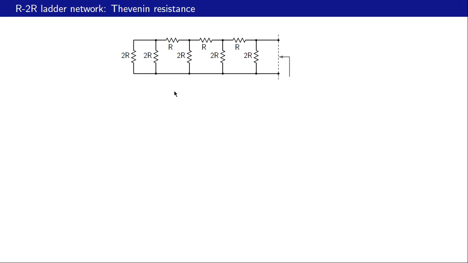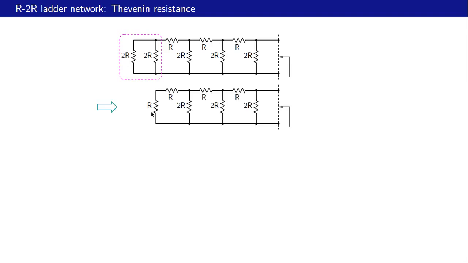Let us now find the Thevenin resistance of the R2R ladder network. In step number 1, we deactivate the independent sources, which we saw in the last slide. And after doing that, we get this network here. What we can do to begin with is to combine these two resistors. 2R parallel 2R gives us R. So we get this circuit now. The rest of the circuit, of course, remains the same.